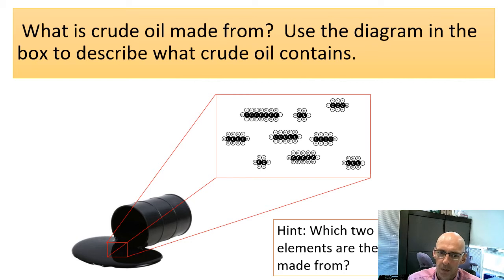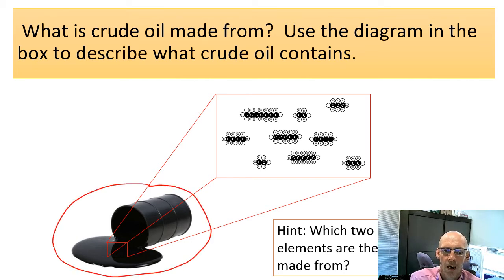And so what do we get from crude oil? So here's our barrel of crude oil over this side. If we look closely at what it's made of, different hydrocarbons. They're called hydrocarbons because they are only made out of the element hydrogen and the element carbon.